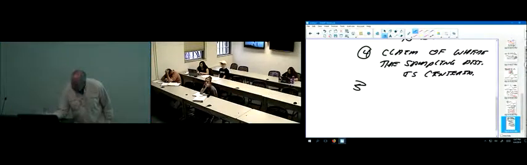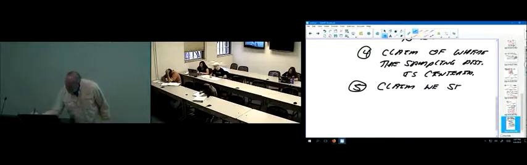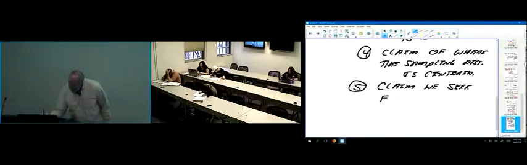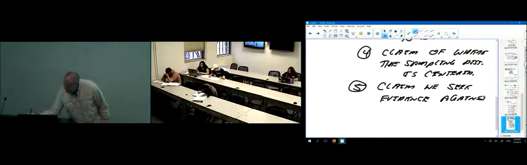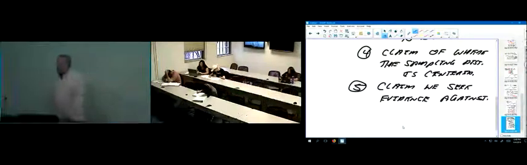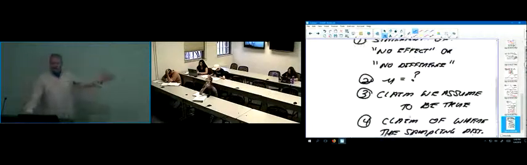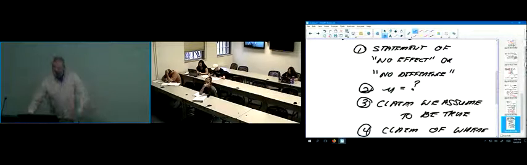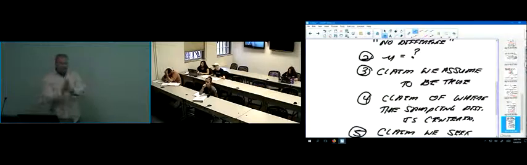5. It's the claim we seek evidence against. I don't know how many other things I can tell you. Everything I can think of, I just told you about what the null is, right? It's this claim of no effect, no difference. What's the status quo? It's a claim that mu is equal to some value. It's the claim we assume to be true. It's the claim of, okay, where's the sampling distribution we're looking at centered? It's the claim we seek evidence against.